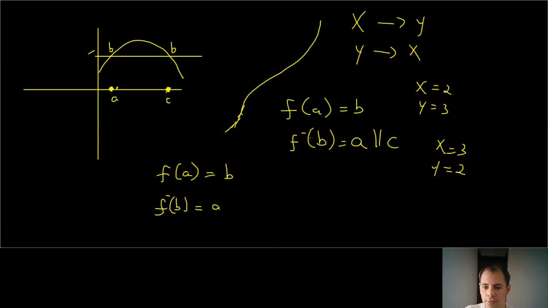If you have an inverse function of f, which is f inverse, this is not f to the minus 1, it's just a notation. For b, you can either go to a or to c. So how do you know where you're going to go? You don't. So that's why you got to have a one-to-one relationship.